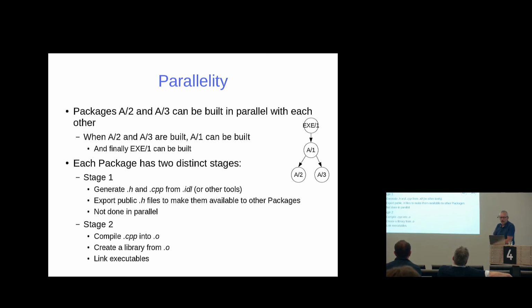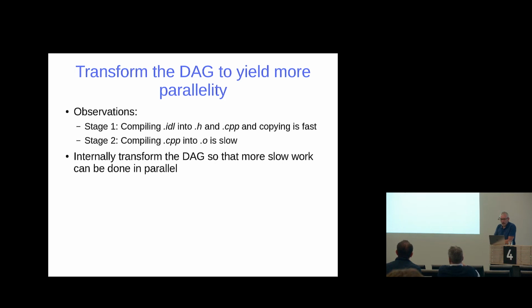In HiMake, each package has 2 stages. There's a stage 1 that generates header files and CPP from IDL, for instance. Then it exports all these header files, and that is not done in parallel for some reason. That is kind of complicated to explain. And then we have stage 2, which compiles CPP into object files, creates libraries, and creates executables. And then we made this observation that stage 1, that is to compile IDL into header and CPP and copying, is really fast. But compiling C++ into object files, that's slow. So HiMake will then transform the DAG so that more slow work can be done in parallel.